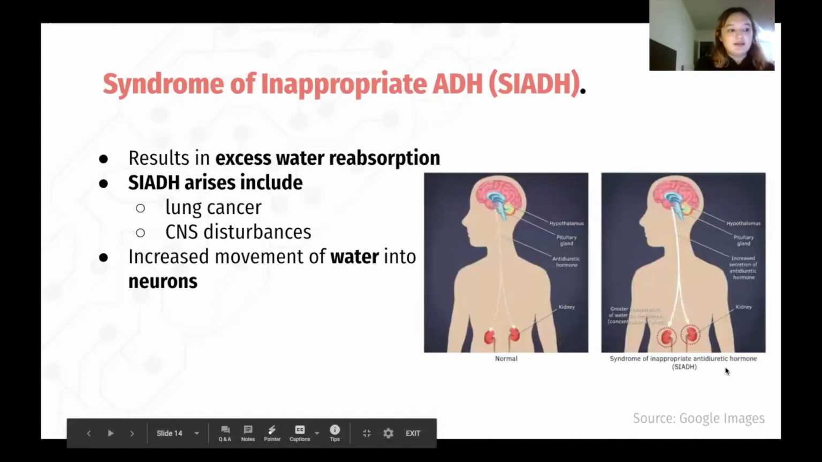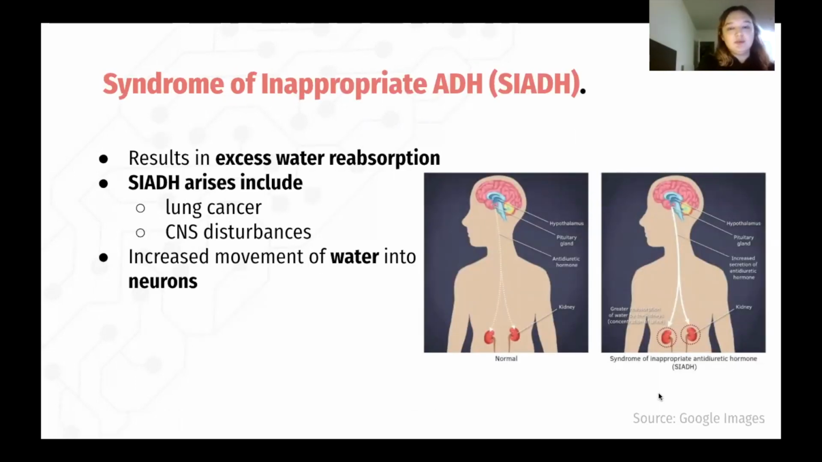Next, the syndrome of inappropriate ADH results in excess water reabsorption. Causes of SIADH include lung cancer and central nervous system disturbances. Lower levels of sodium are associated with headache, seizure, and even respiratory arrest. These symptoms arise due to the increased movement of water into neurons.